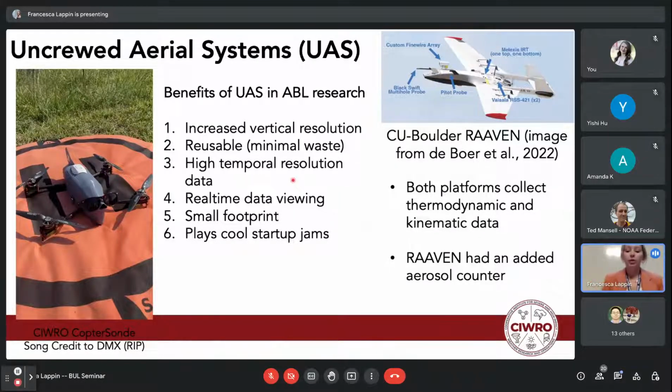And we weren't the only UAS out there. There was also the Raven from CU Boulder, which collected thermodynamic data and kinematic data, just like us, but also had the addition of an aerosol counter. What I forgot to mention was our CopterSonde typically just does vertical profiles versus the Raven, which is a fixed wing, so it's doing long horizontal transects. And if it wants to do profiles, it can do a helical structure to replicate that.